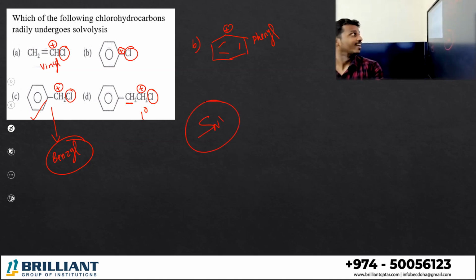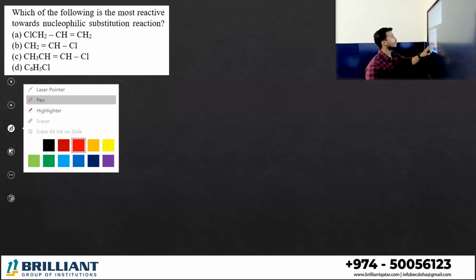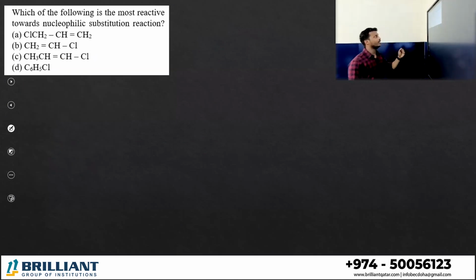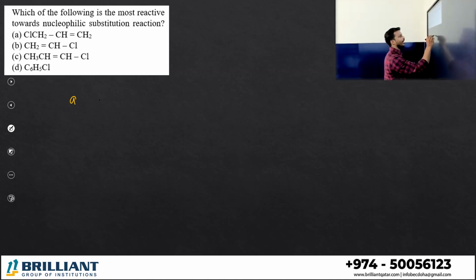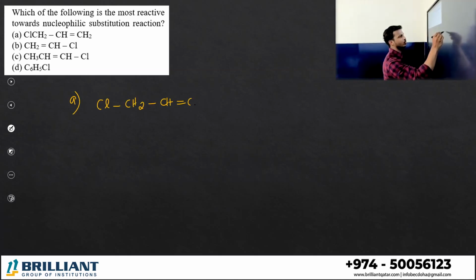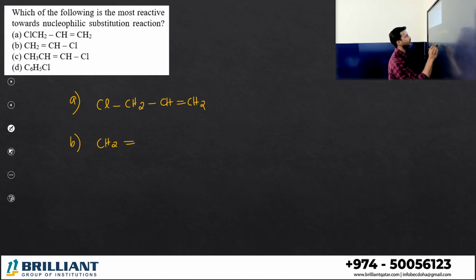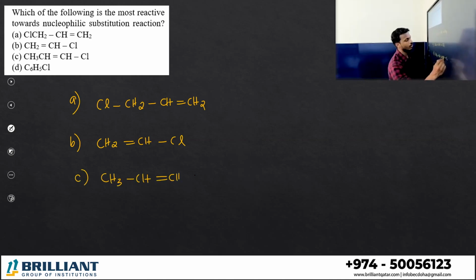Okay. Next one, dear all: which of the following is the most reactive towards nucleophilic substitution reaction? They didn't specify SN1 or SN2, but we will get a clue. Option A: chlorine with CH2, CH double bond, CH2. Option B: CH2 double bond CH single bond chlorine. Option C: CH3, CH double bond, CH single bond, chlorine.